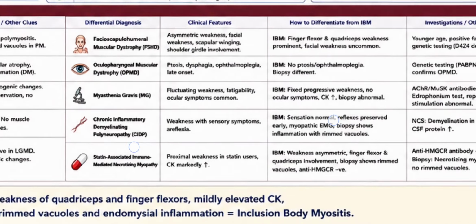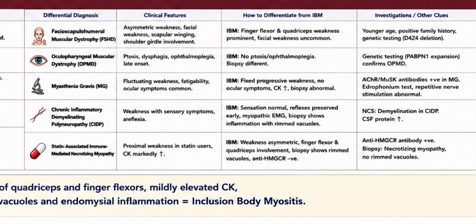Statin-associated immune-mediated necrotizing myopathy. This condition presents with proximal muscle weakness and markedly elevated CK levels in patients exposed to statins. Unlike IBM, weakness is usually symmetrical and predominantly proximal without selective finger flexor involvement. Muscle biopsy reveals necrotizing myopathy with minimal inflammation and no rimmed vacuoles. Anti-HMG-CoA reductase antibodies are often positive, and patients generally respond to immunotherapy.